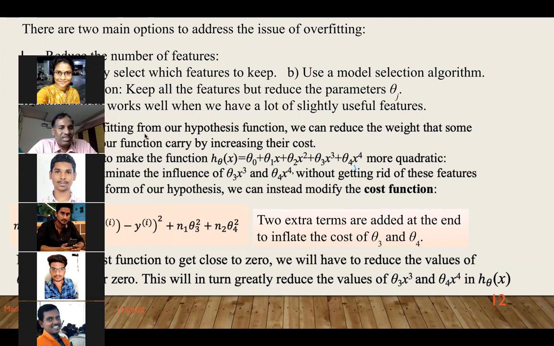If we have overfitting from our hypothesis function, we can reduce the weight that some of the terms in our function carry by increasing their cost. So this regularization they are further explaining.